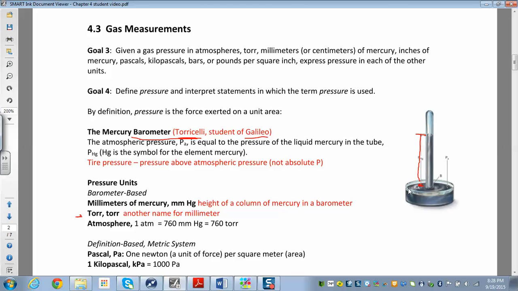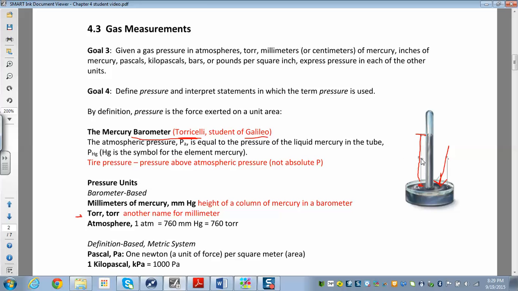So how does this measure the atmospheric pressure? The atmosphere is exerting a certain amount of pressure on this pool of mercury. And depending on what that pressure is, this column of mercury is going to change. So the Hg is the symbol for mercury, and whenever you see that, that's just mercury.